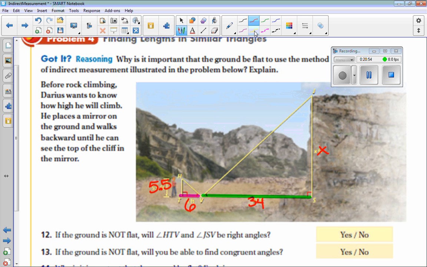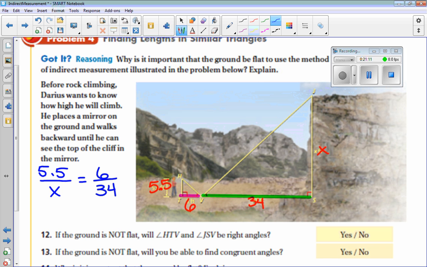Well, what corresponds to what? Doesn't 5.5 correspond to what I'm looking for? And doesn't 6 correspond to 34? Could I cross multiply and solve for this point? And that's what you're going to do.